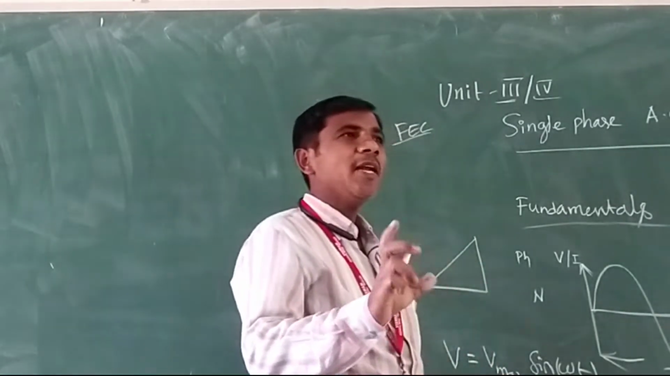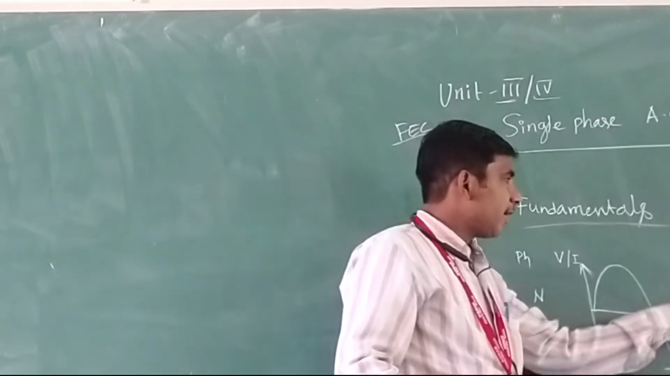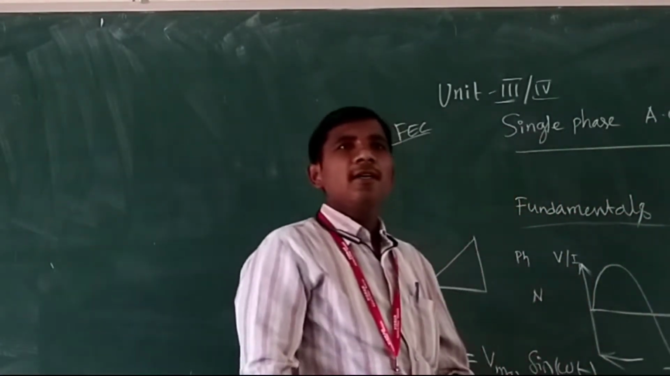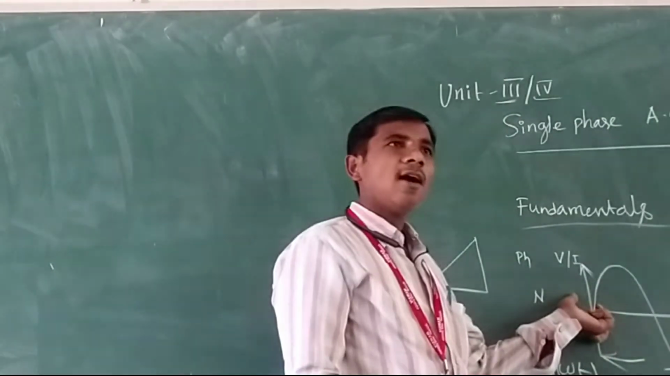What is meant by one complete cycle? There is a positive cycle, then a negative cycle, again a positive cycle, again a negative cycle. Is it right? It is continuously varying with respect to time. That signal is called an alternating signal.